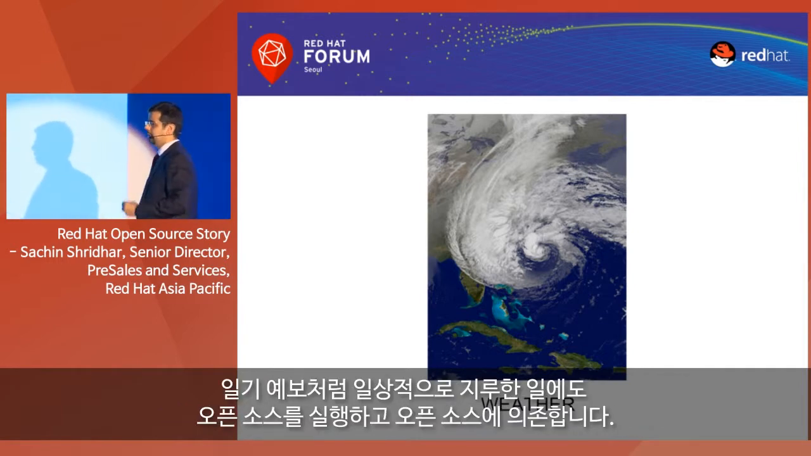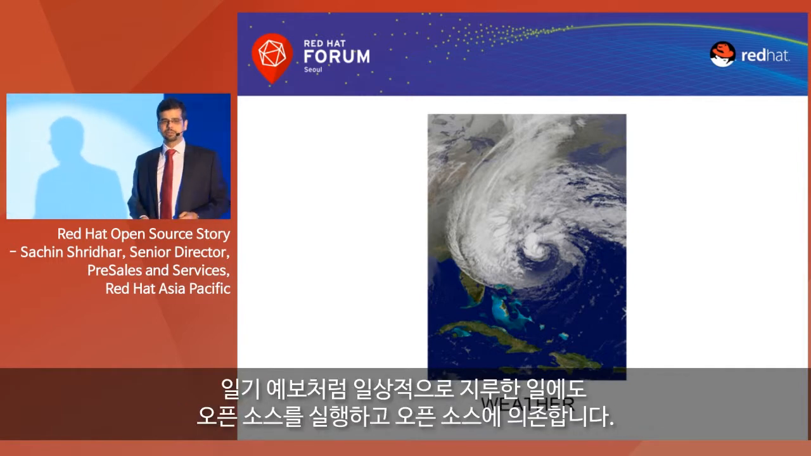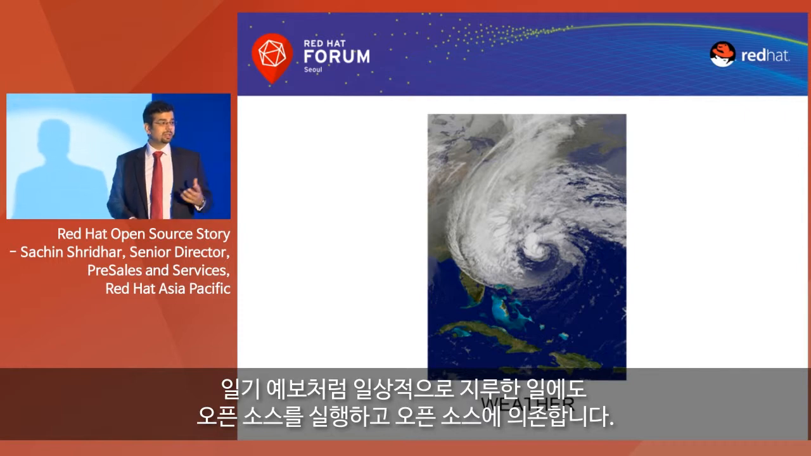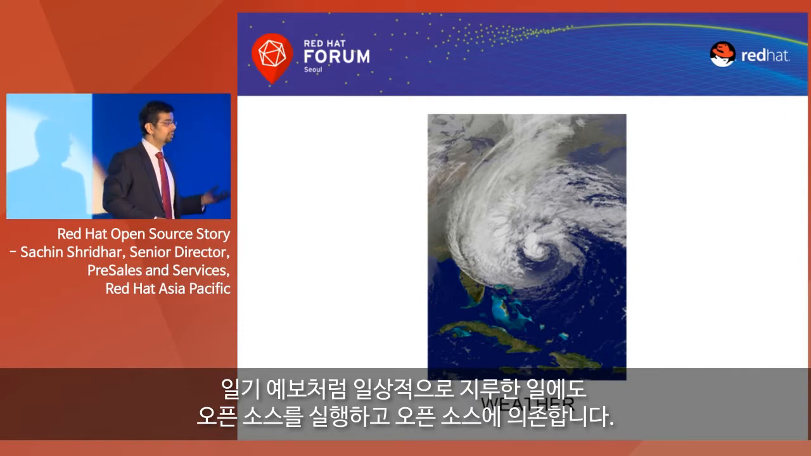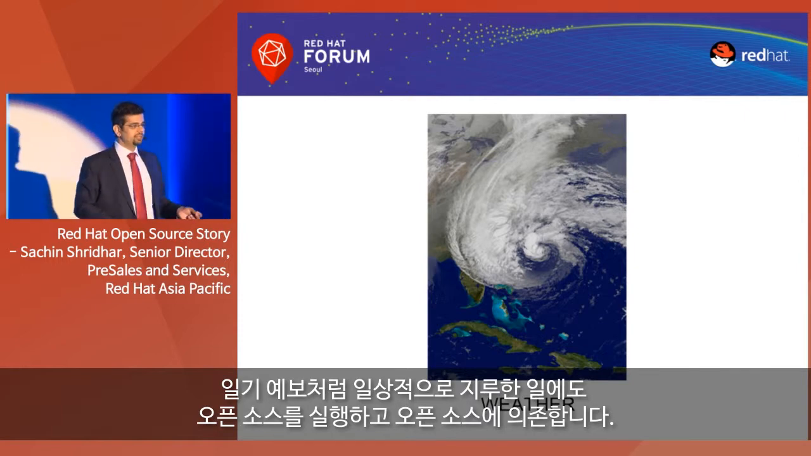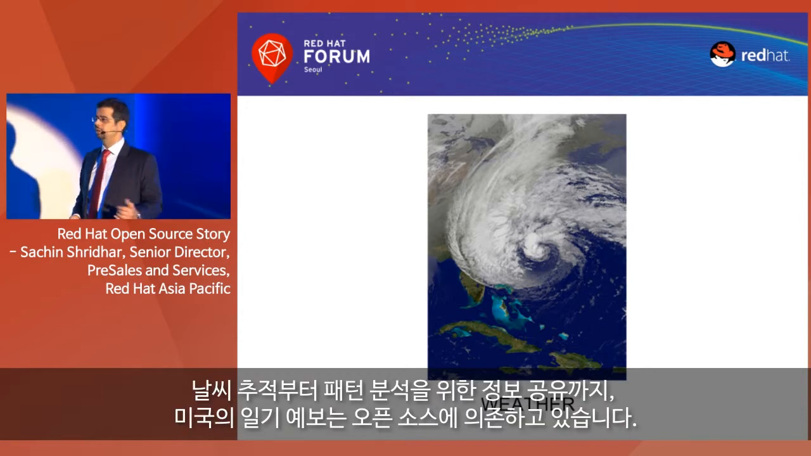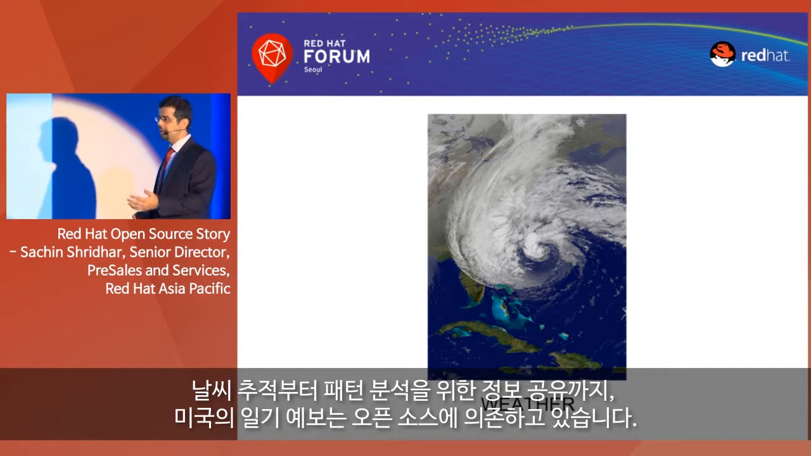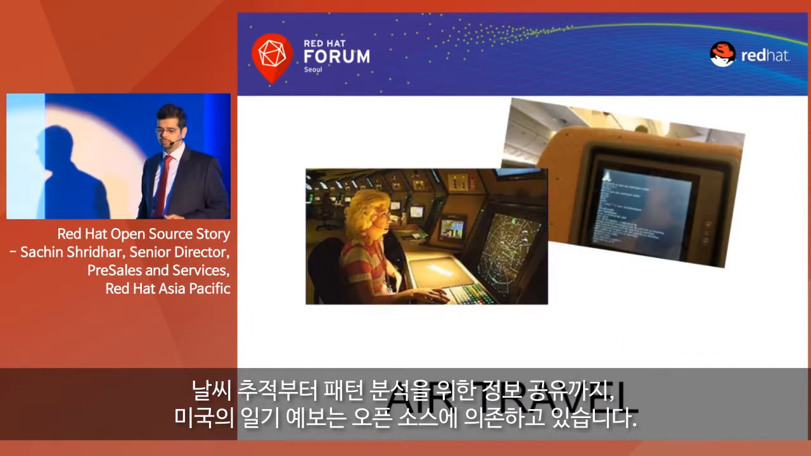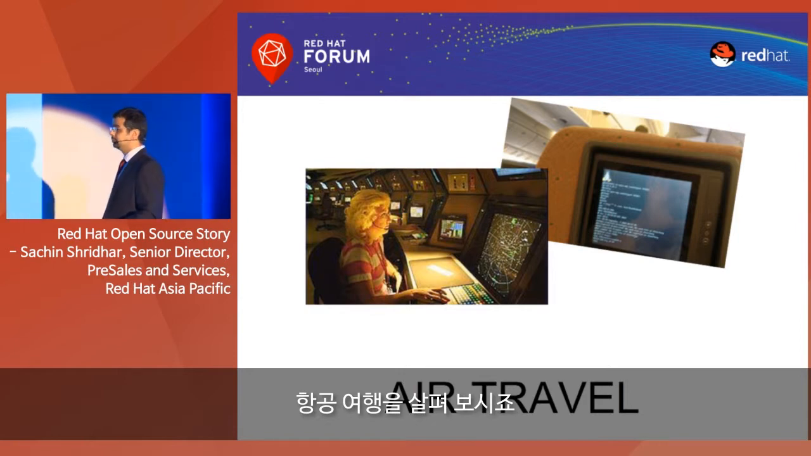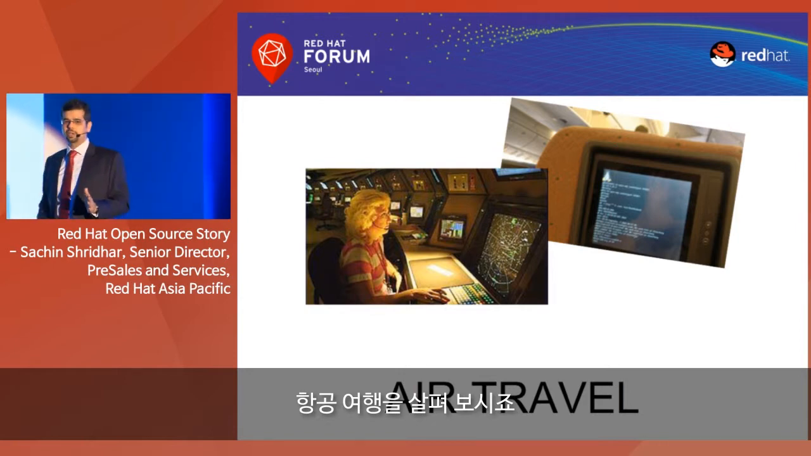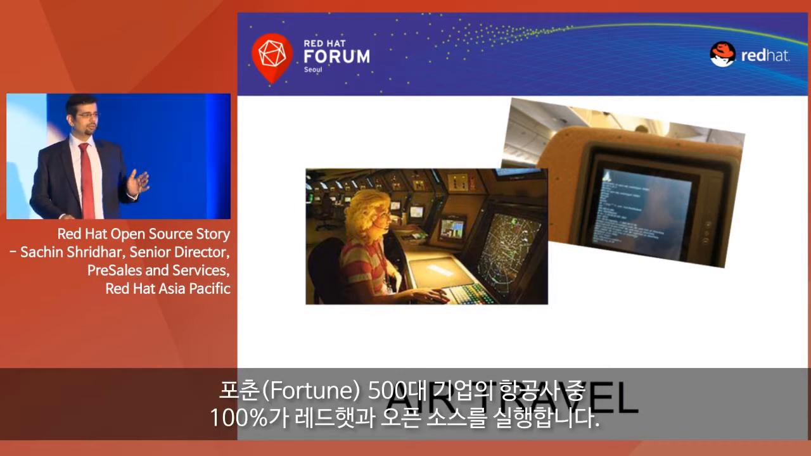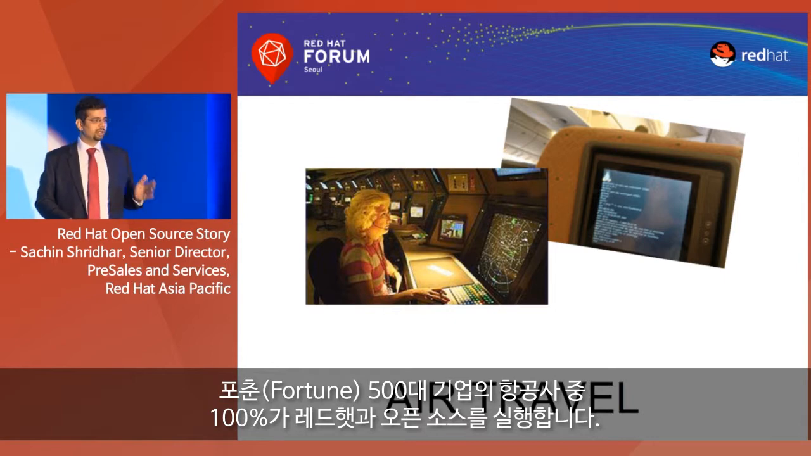Daily boring things like weather forecasting also run on open source and depend on open source. The weather authorities in the US, from tracking weather to sharing that information to running pattern analysis, depend on open source. Air travel: 100% of the airlines in the Fortune 500 run Red Hat and run open source.